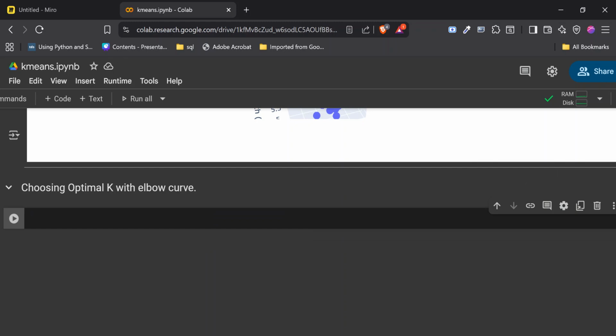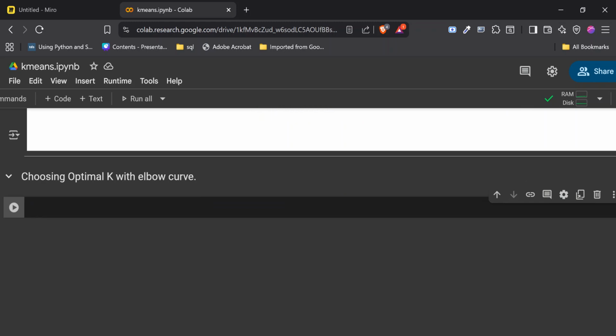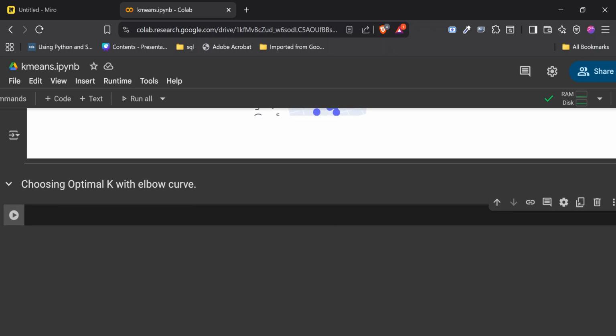Choosing optimal k with elbow curve. So how do we do that? An elbow curve is basically a line chart of number of clusters versus inertia. So let me show you what I mean.